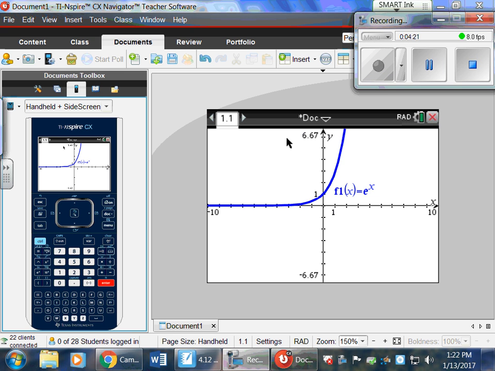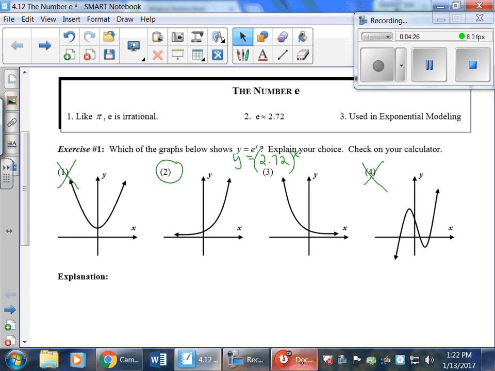Okay, so let's drop down our calculator and bring this back, an explanation. And here, this is where you can write exactly what we just talked about, that because e is a positive number, 2.72 approximately, it's going to be an increasing exponential function with a y-intercept of 1. All right, so take a minute and write that down, and then meet me at exercise number 2.